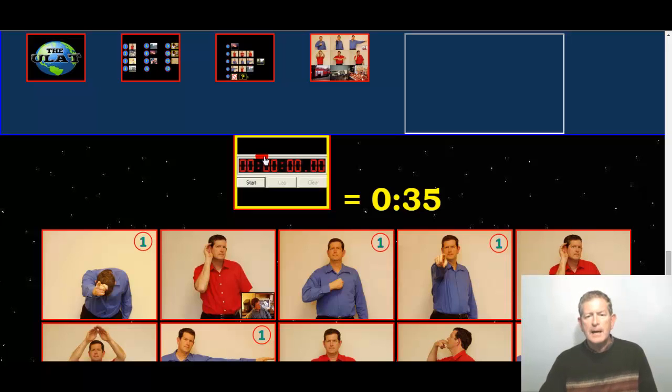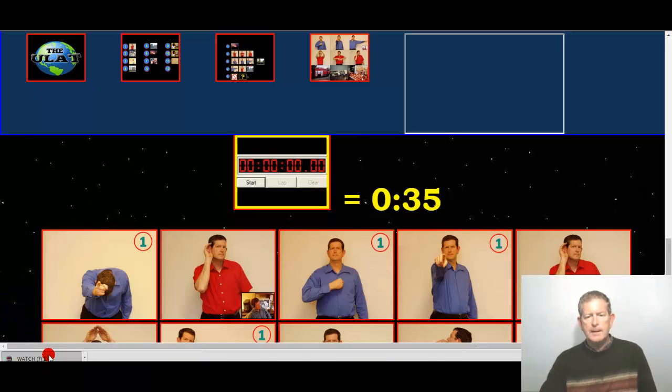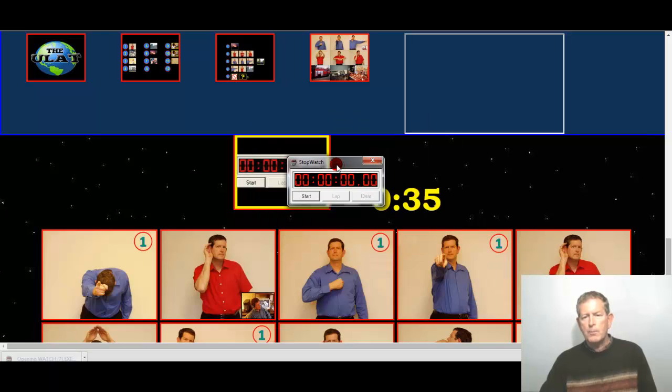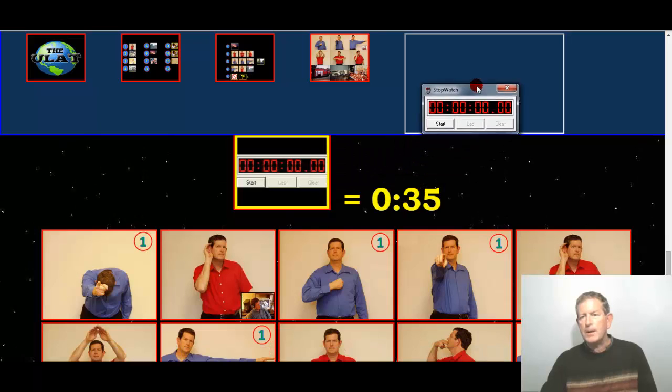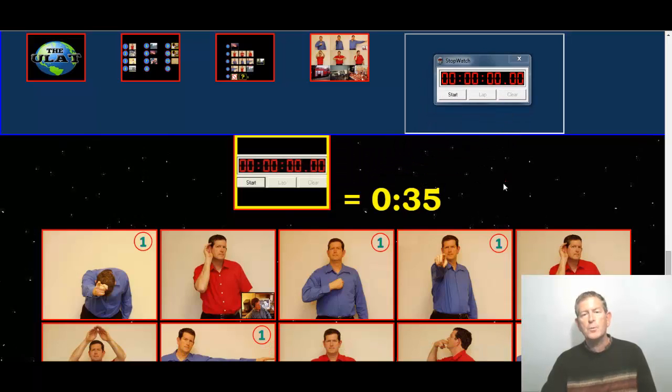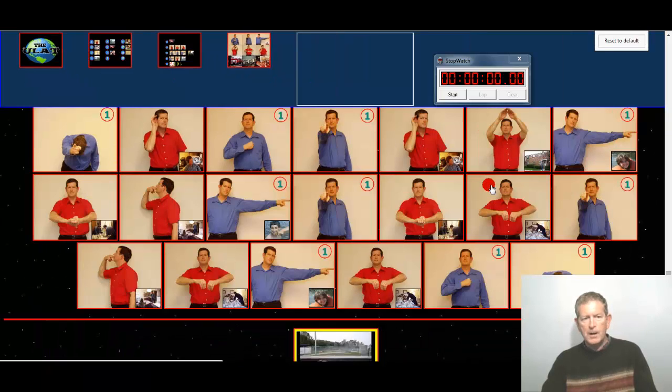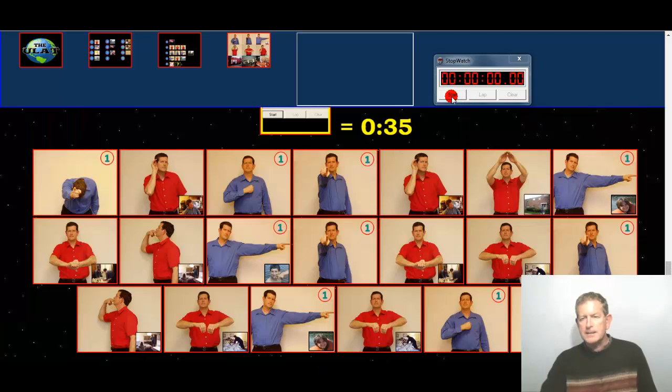So I'm going to click on the stopwatch to download it. I'll click on Run, and remember I right mouse click and choose Always on Top so that the stopwatch will always be visible even when I click on this other window. And I'll make the picture smaller so that you can see all of them at one time. And let's see if I can do this in 35 seconds. On your mark, get set, I hit start and go.